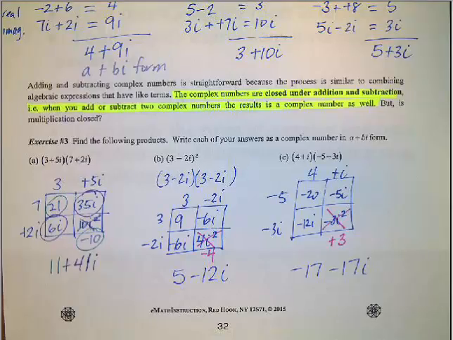Well, I hope for part B you got 5 minus 12i, and for part C you got negative 17 minus 17i. Let's continue.